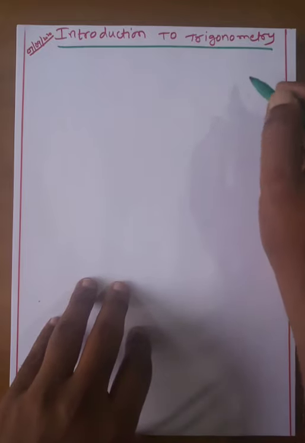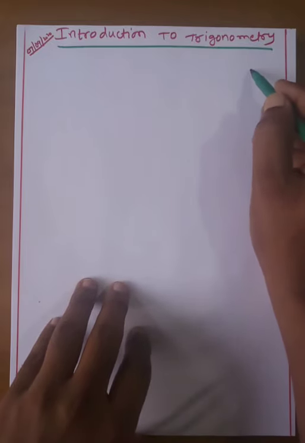Suppose you take all the trigonometric ratios already explained in the previous class: sine, cosine, tangent, cotangent, secant, and cosecant. Six trigonometric ratios are there. Now those trigonometric ratios are defined in a right angle triangle only.